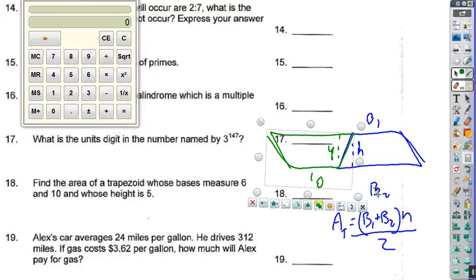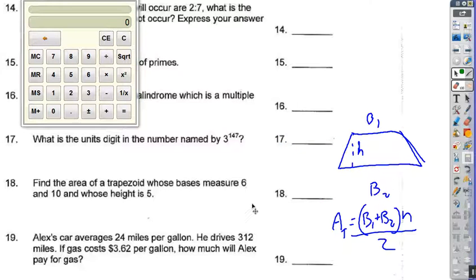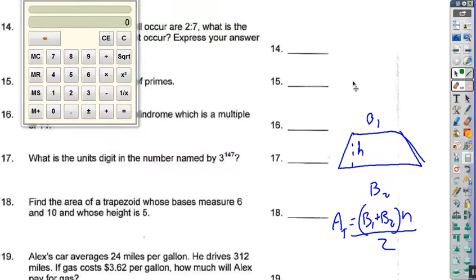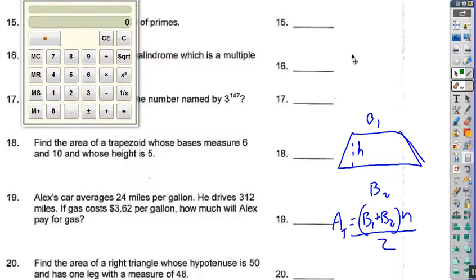All right, we'll get rid of that. All right, so we have 10 plus 6 times 5 divided by 2, 16. So 16 divided by 2 is 8. 8 times 5 is 40.